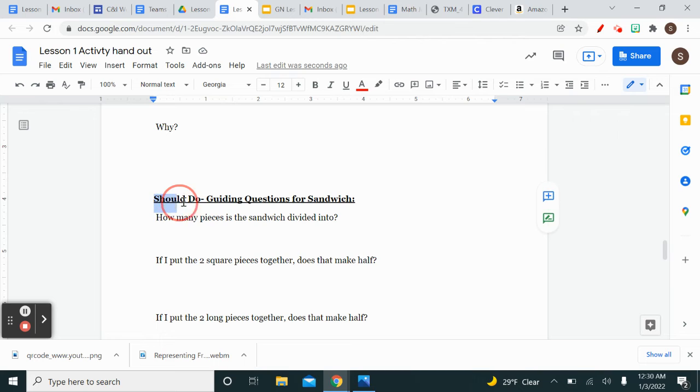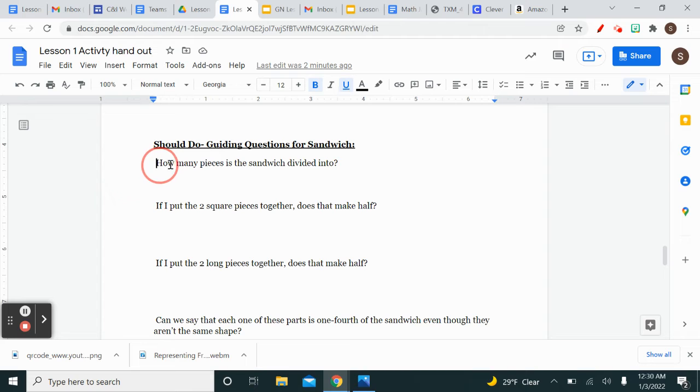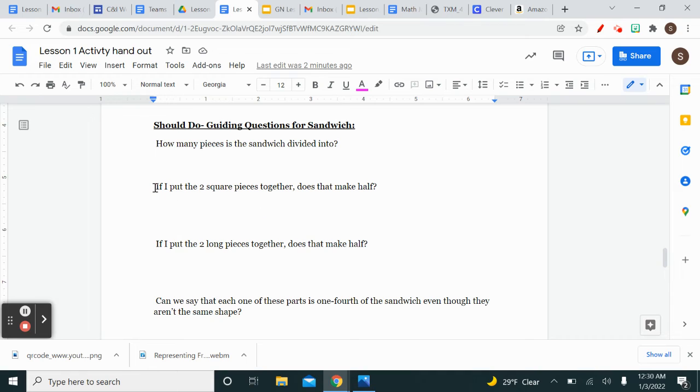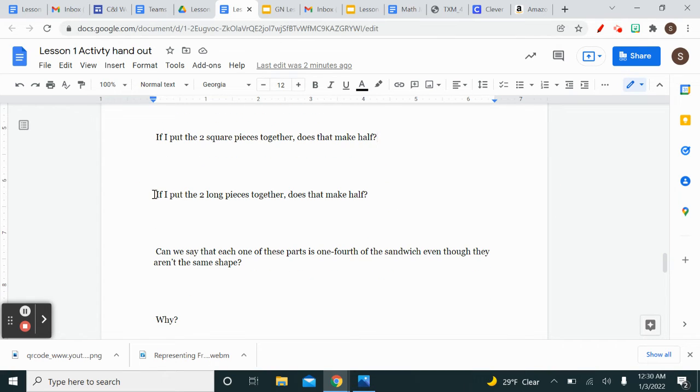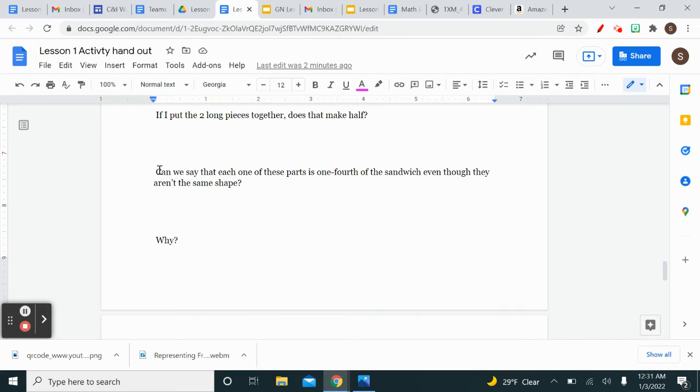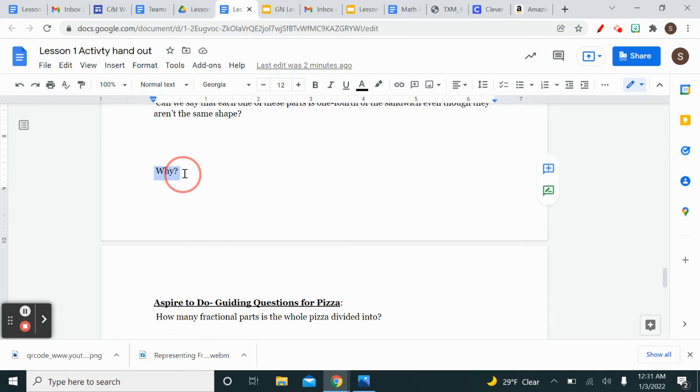Going on to our next should do, our guiding questions for the sandwich. How many pieces is the sandwich divided into? If I get the two square pieces together, does that make half? If I put the two long pieces together, does that make half? Can we say that each one of these parts is 1/4 of the sandwich, even though they aren't the same shape? Why?